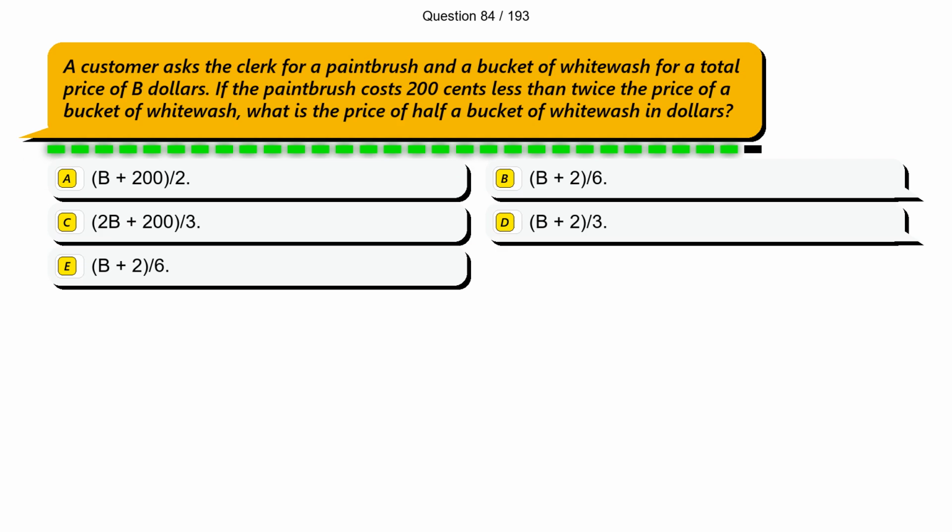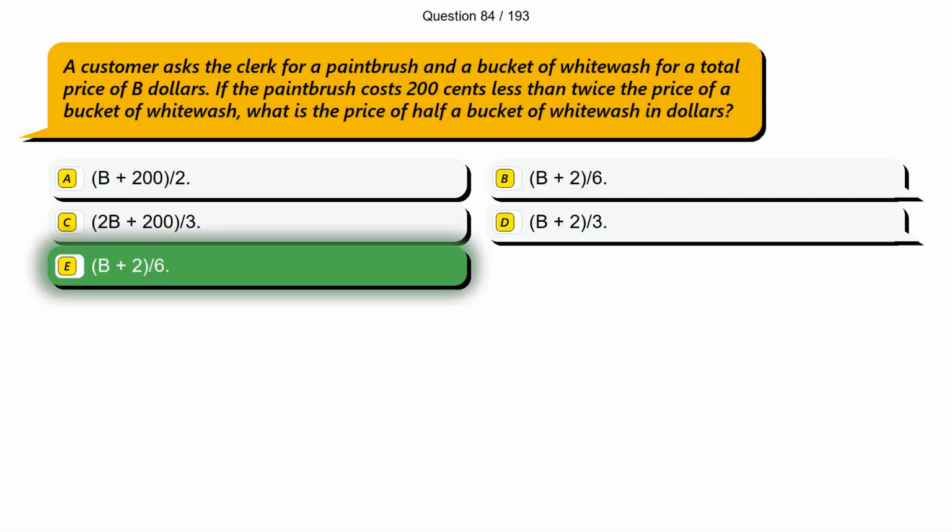Question 84. A customer asks the clerk for a paintbrush and a bucket of whitewash for a total price of $B. If the paintbrush costs 200 cents less than twice the price of a bucket of whitewash, what is the price of half a bucket of whitewash in dollars? Option A, (B plus 200)/2. Option B, (B plus 2)/6. Option C, (2B plus 200)/3. Option D, (B plus 2)/3. Option E, (B plus 2)/6.